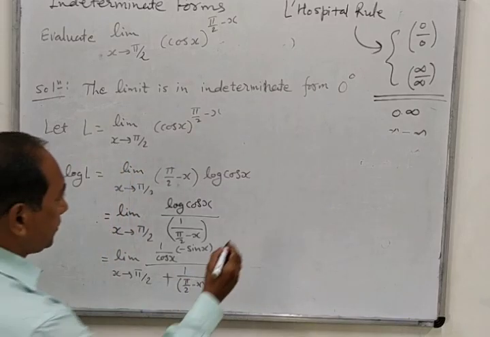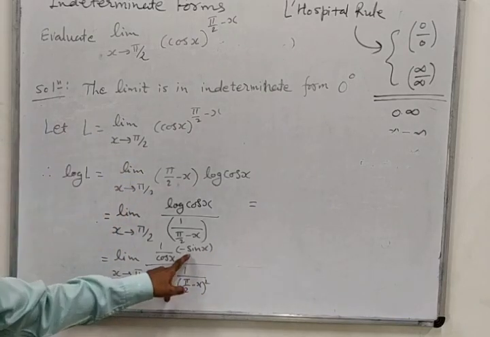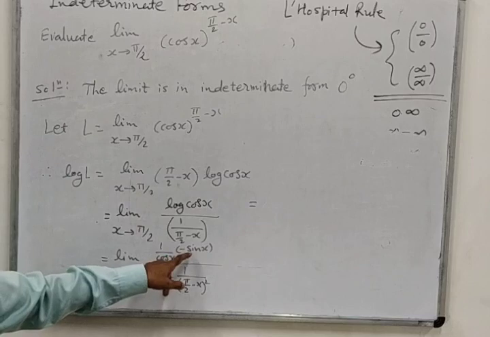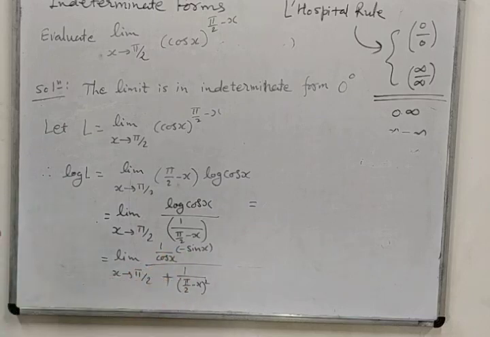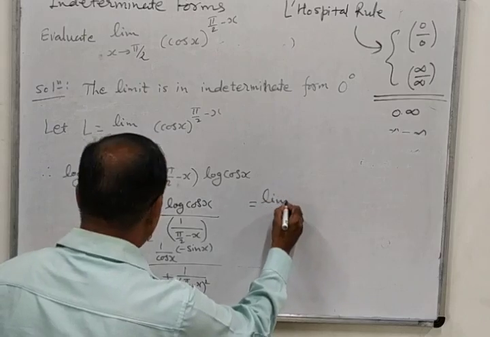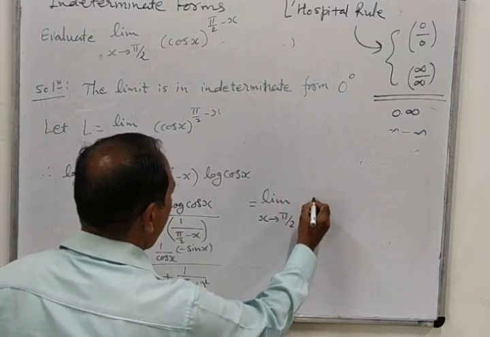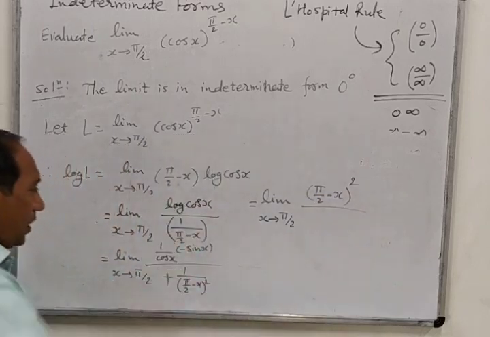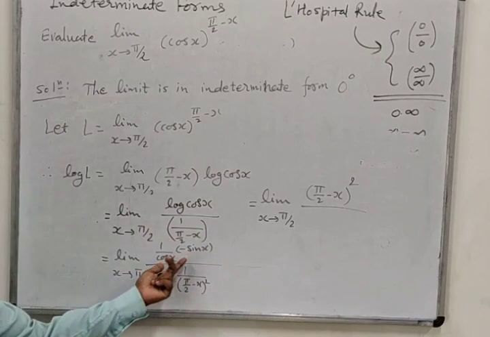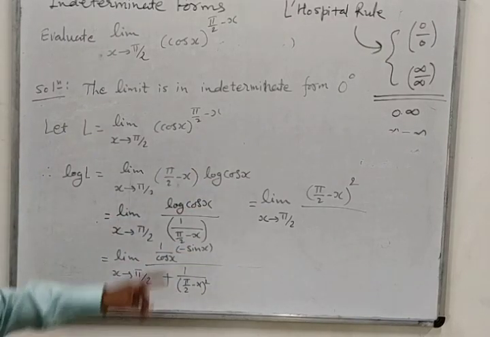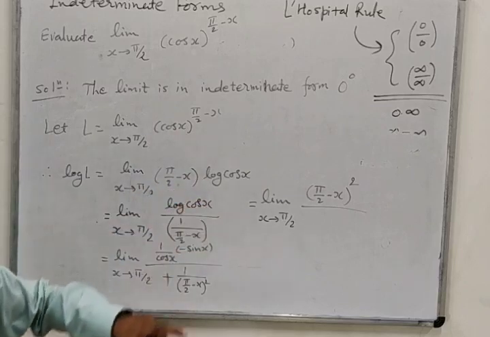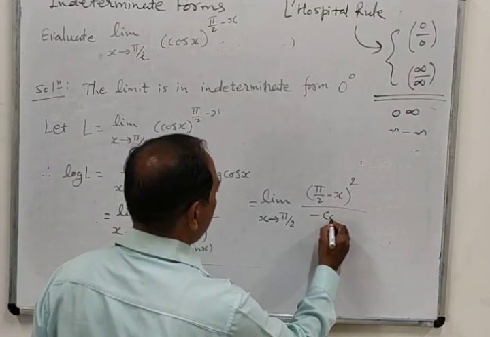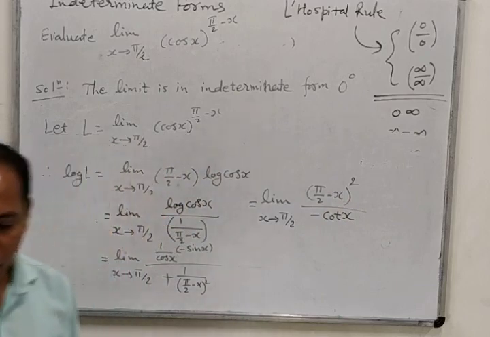Now in this case we will not change this form, we will just put this into simplified form. You can see that minus sin x upon cos x is minus tan x. So we simplify this, and (pi by 2 minus x) squared will go in the numerator. We have not taken tan x in the denominator earlier due to log, but now log has been removed. So minus tan x in the denominator becomes minus cot x.